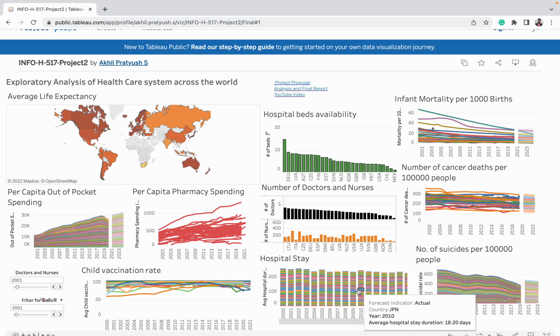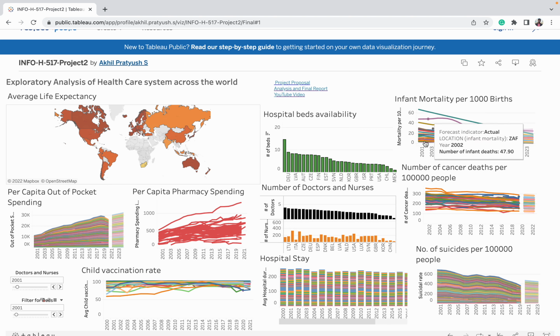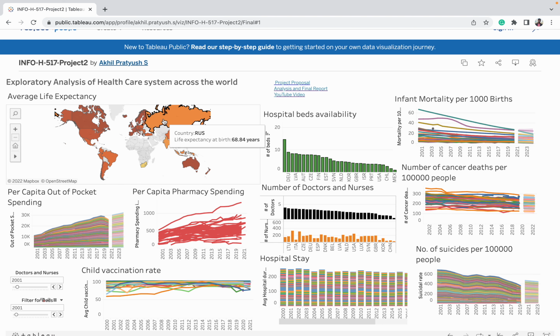And the third thing is, okay, you are spending money and you are getting good quality healthcare, so what about the quality of life you're leading? The third category is how the quality of life is improving. Based on that, we divided our dashboard into three parts. This part shows how the quality of healthcare has been improving, whereas this part shows how the quality of life has been improving, along with this average life expectancy map as well.